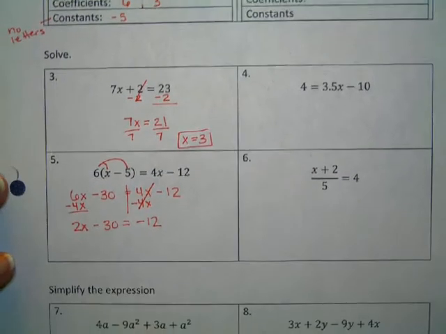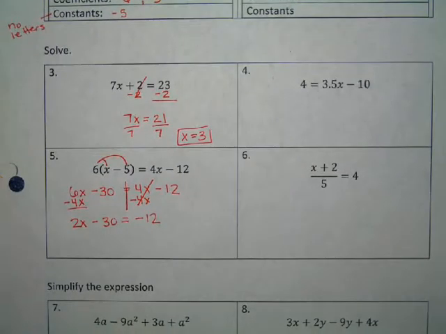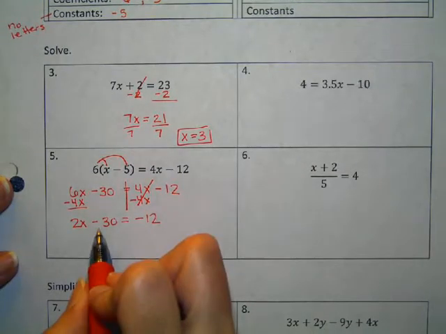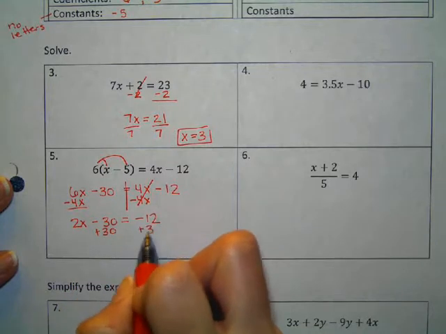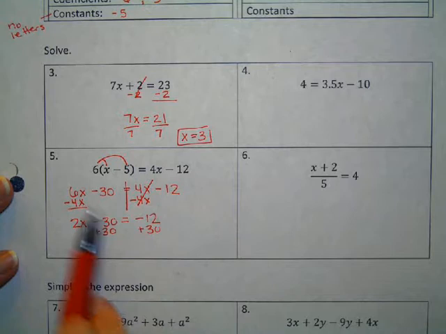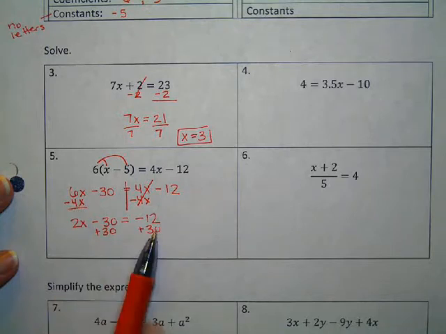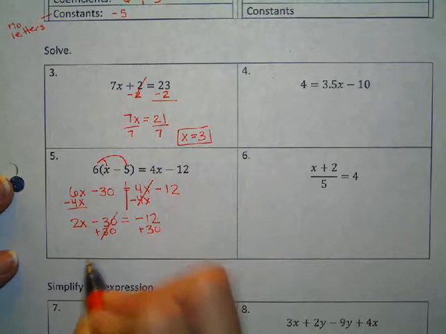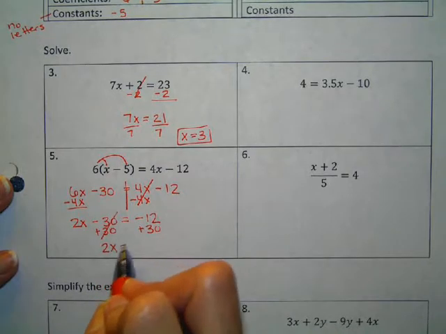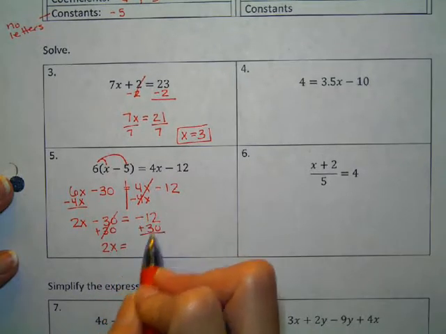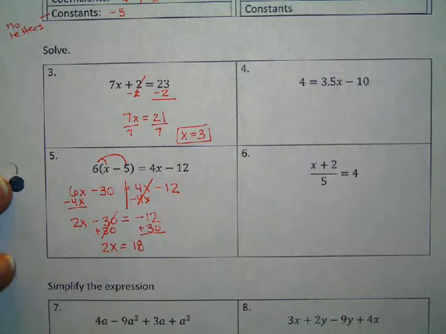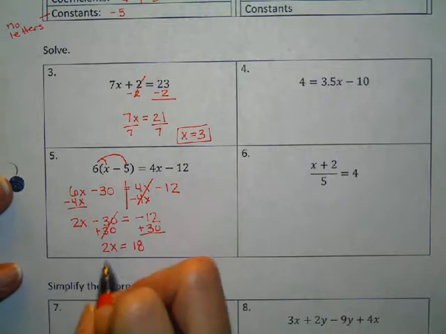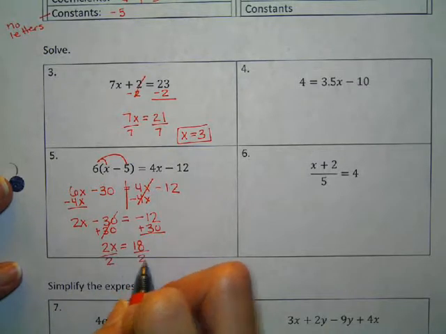The next step after you move your x's would be to move your numbers. So this 30, I'm going to add 30 to the other side. So on this one, if I took my x's to the left, I need to take my other numbers that don't have x's to the right. These cancel out. You have 2x equals negative 12 plus 30 is going to give us 18. And then you will divide both sides by 2. When there's a number in front of a variable, that means divide.